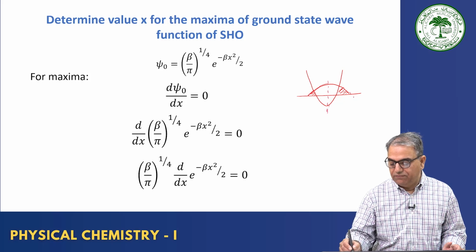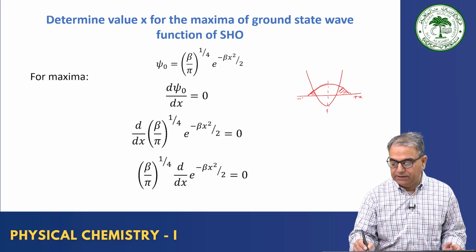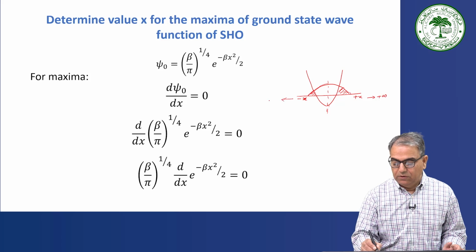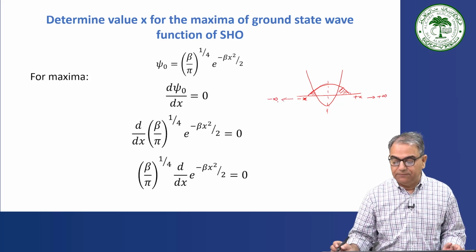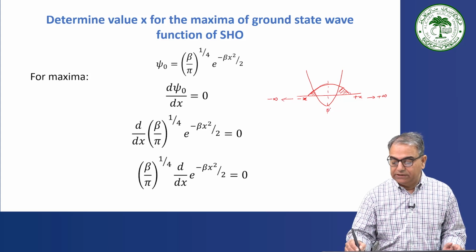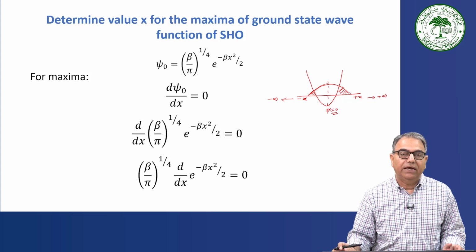In this direction you have plus x direction, here you have minus x direction. So it goes to minus infinity and plus infinity, so the integral is from minus infinity to plus infinity. And the graph tells you that the maxima is actually at x equal to 0. So can we find out this graphical observation from the eigenfunction?